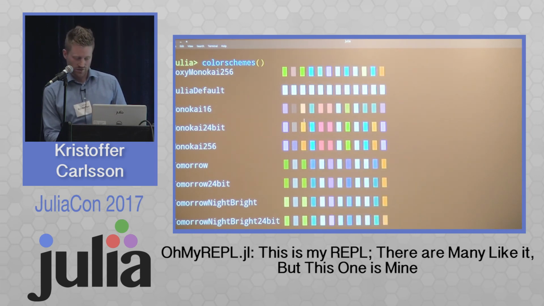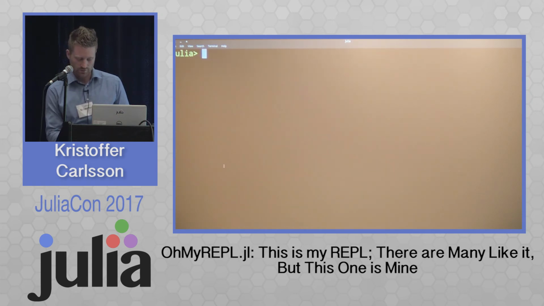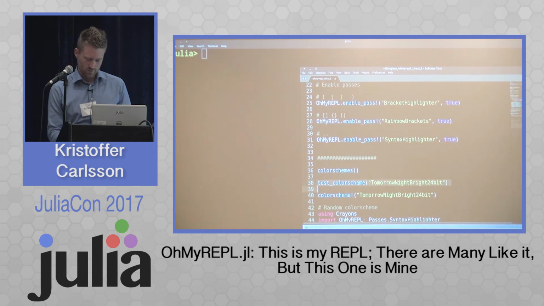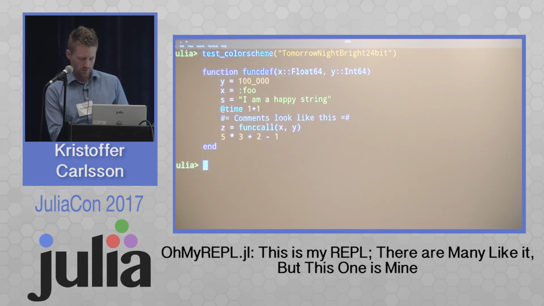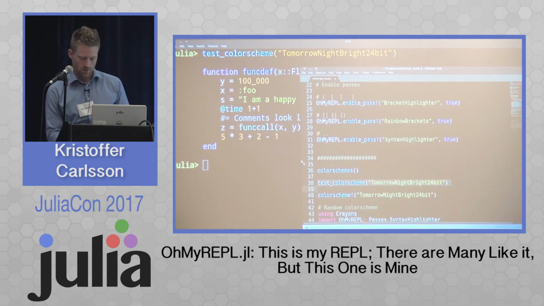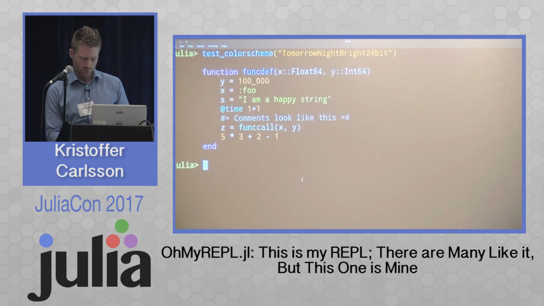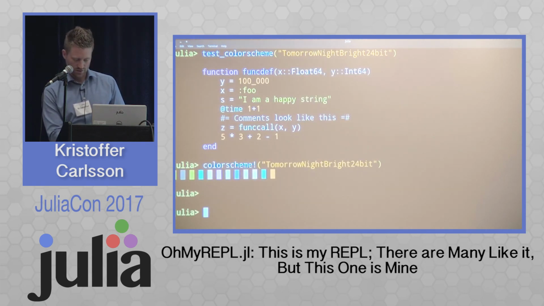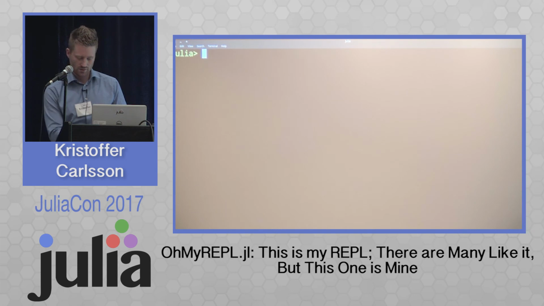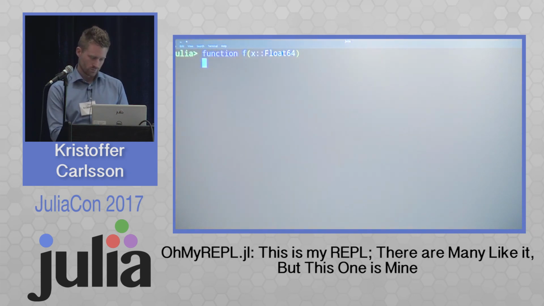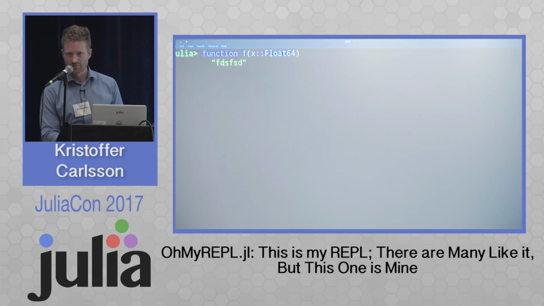Right now the default is that it's using this Monokai color scheme, but let's swap to something else. I can test any color scheme with this test color scheme function. So for example, I can test the tomorrow night bright color scheme like that, and we can set it like that. So now the tomorrow night color scheme is set, and you see that the syntax highlighting is a bit different.